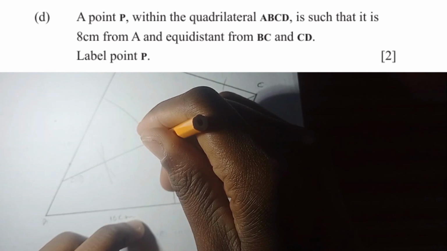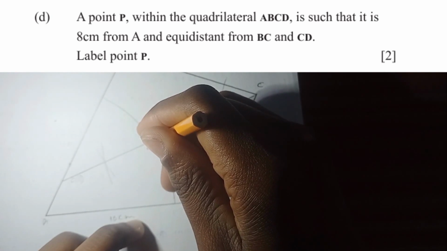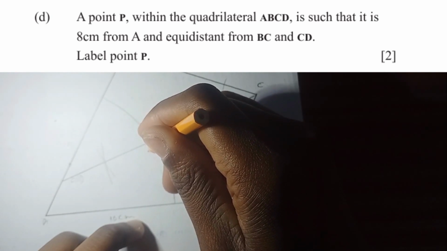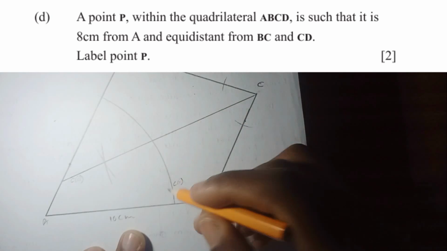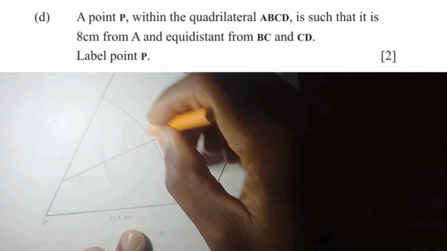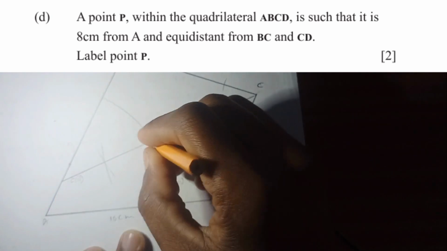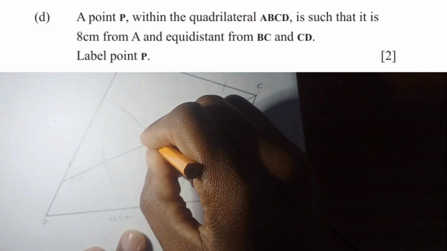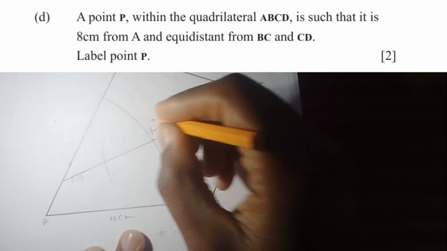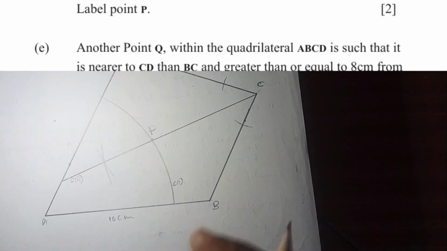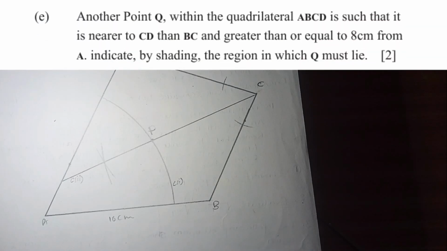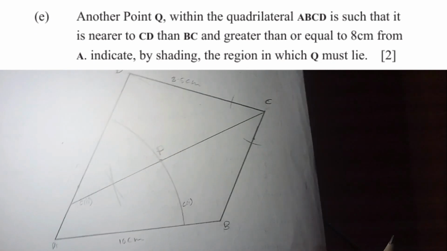Then we have also been told that P is equidistant from BC and CD. The line that is equidistant from BC and CD is this angle bisector. So where this arc meets this angle bisector, that is where point P must lie. We indicate that and we also put a P there. So that is how you answer this question, and just for that, you have scored 2 marks. As you can see, this is very simple once you know the basic procedures.